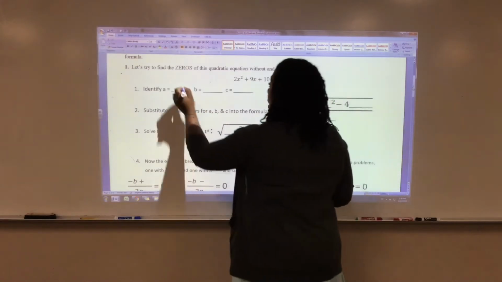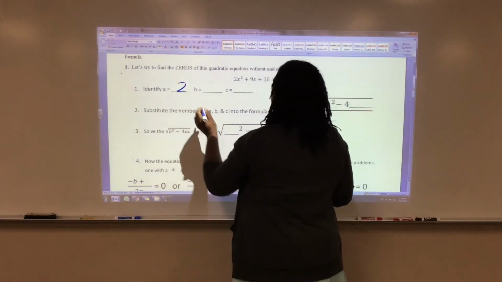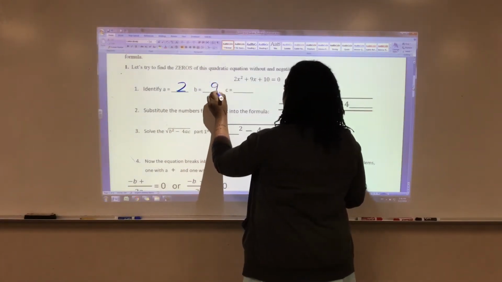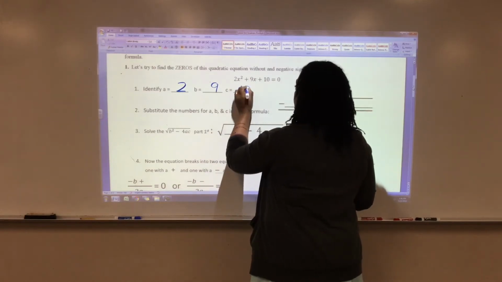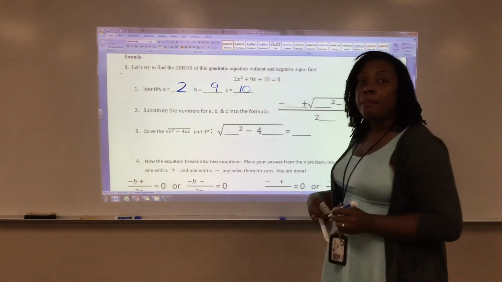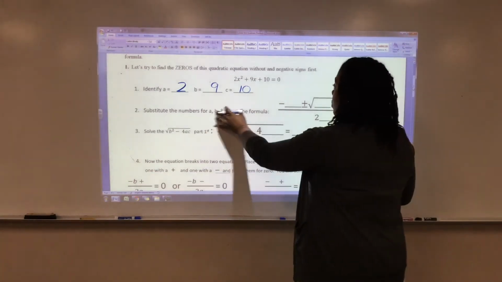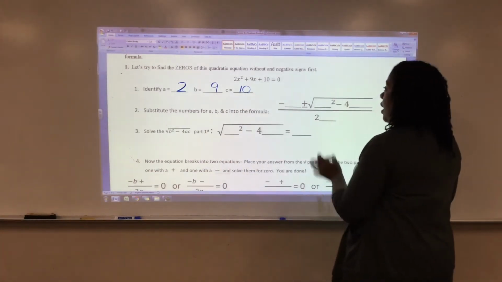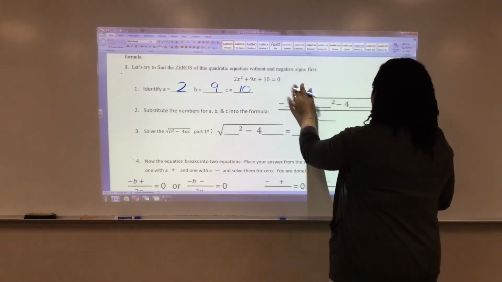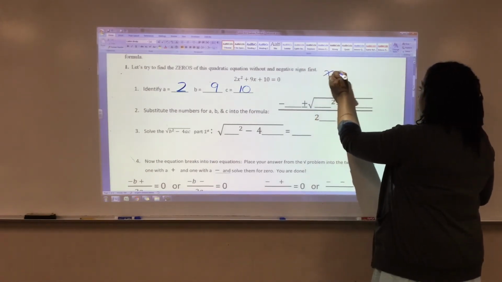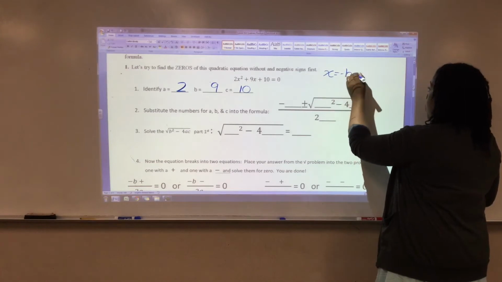So to start, we're going to identify those. So A is going to be positive 2, B is 9, and C is 10. So remember, A, B, and C are numbers only, not a variable. And then for number 2, we're going to substitute the information from the formula into it. So at the top of your paper, you'll see the same formula, but I'm going to rewrite it so that we can refer to it.